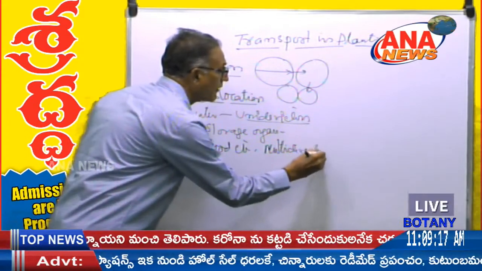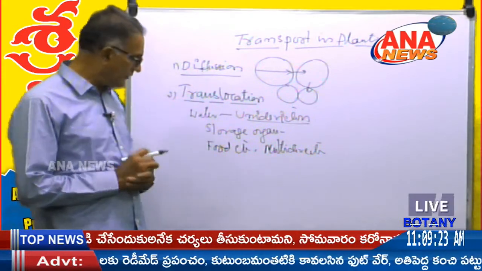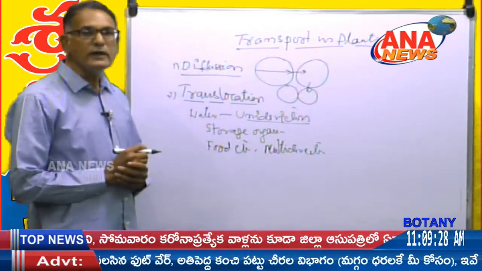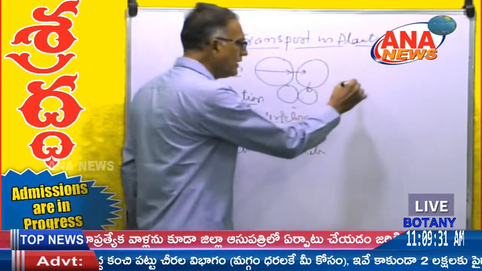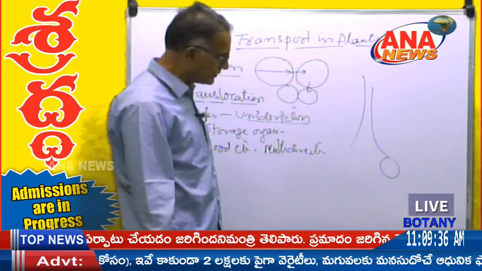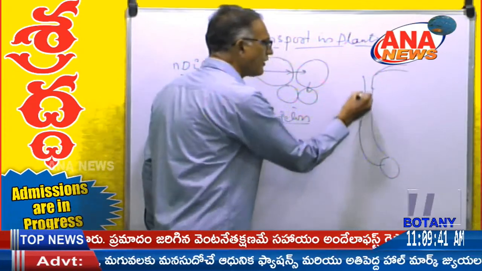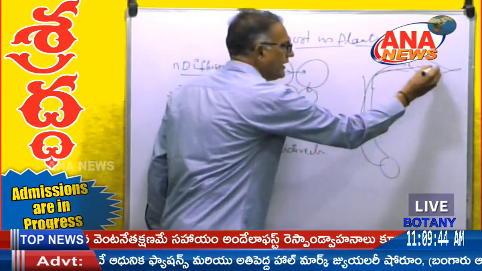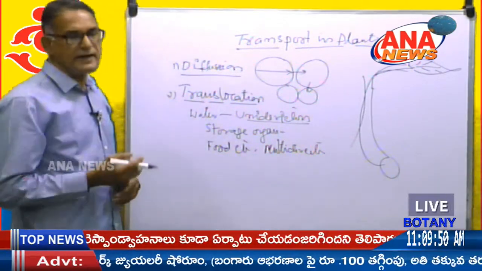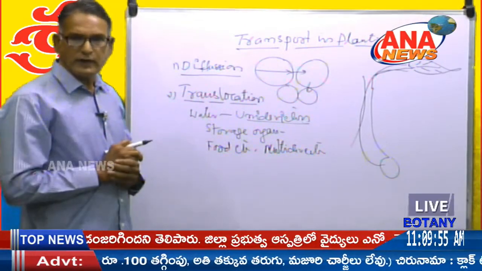It is multidirectional. Why? Because in unfavorable conditions, the food material moves from storage organs to the growing tip of the plant. For example, what is stored in the roots, in unfavorable conditions, is retranslocated to the leaf. Hence, the food materials move multidirectionally. The water moves unidirectionally, the food material moves multidirectionally.